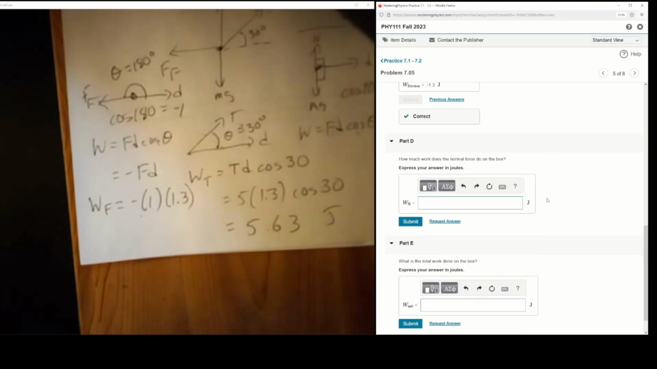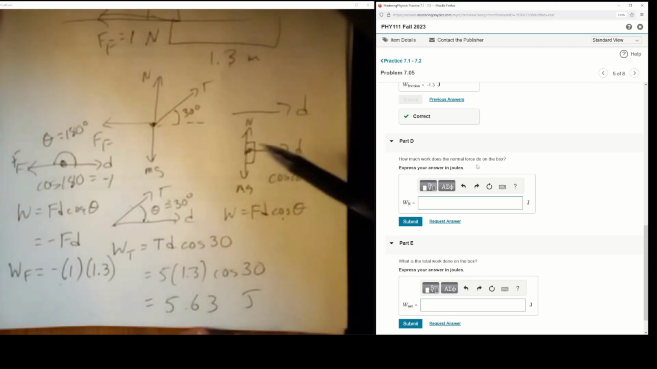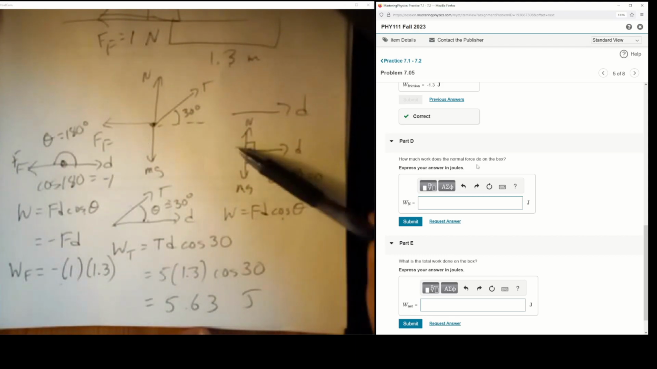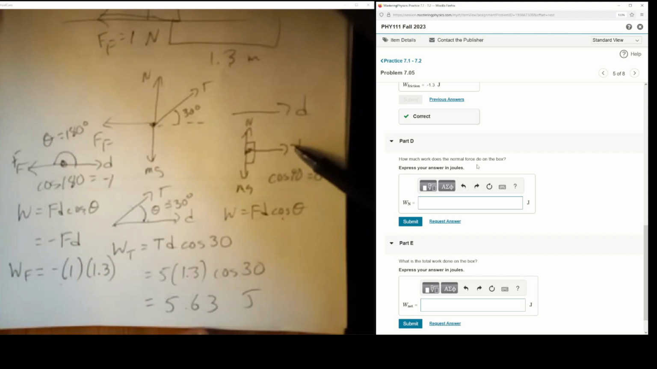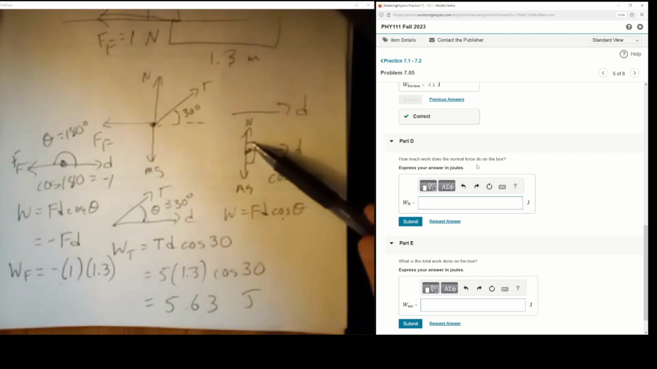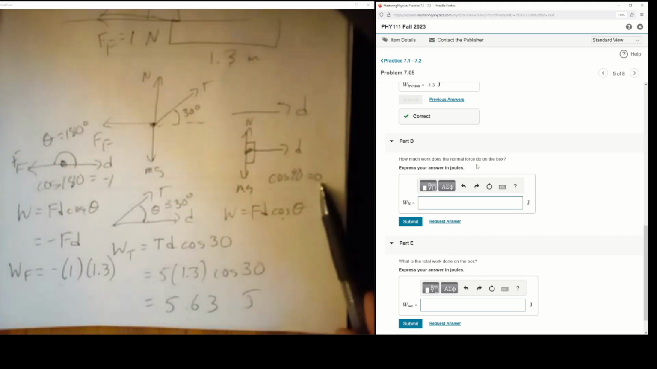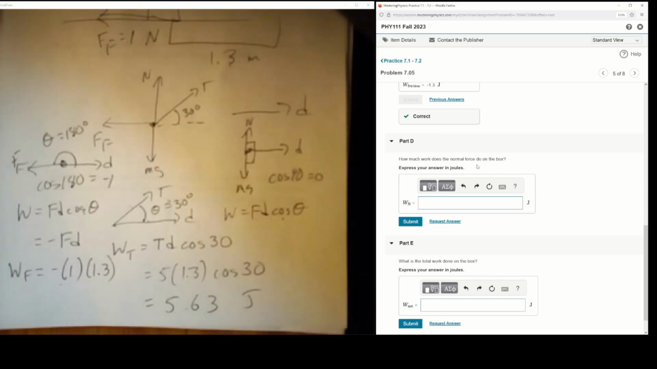Part D. How much work does the normal force do? Well, I talked about that earlier. The normal and weight are both perpendicular to the motion. Perpendicular specifically means an angle of 90 degrees, and cosine 90 is 0. So the normal force does no work.